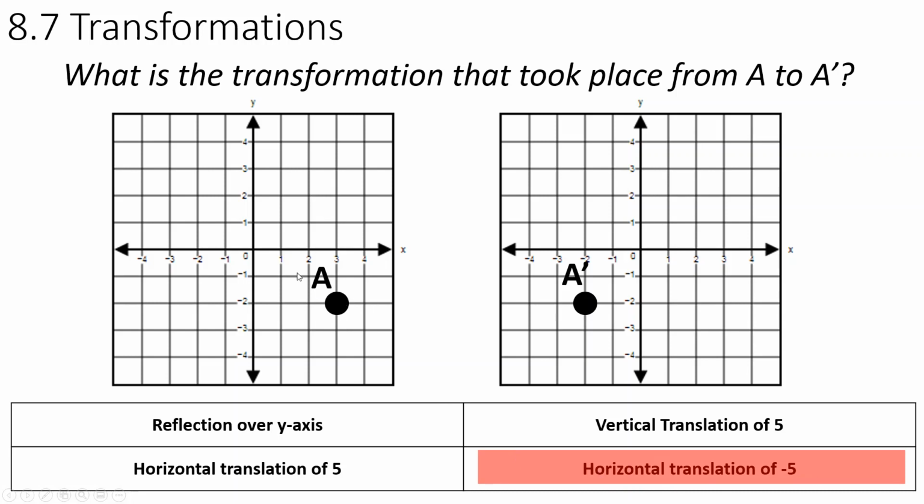There's no reflecting going on. If I was reflecting over the y-axis, it would have the same distance just on the other side. That's the absolute value. They'd have the same absolute value. Or if I was reflecting over x, it would be somewhere up here. So it just slid left 5, which is horizontal translation of -5.